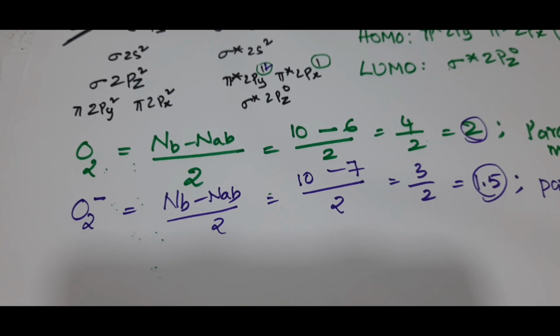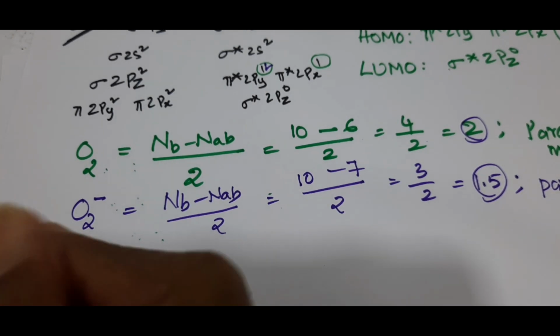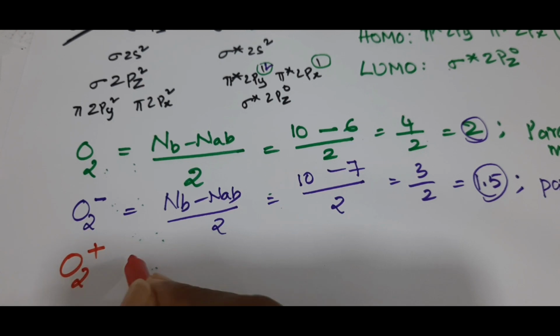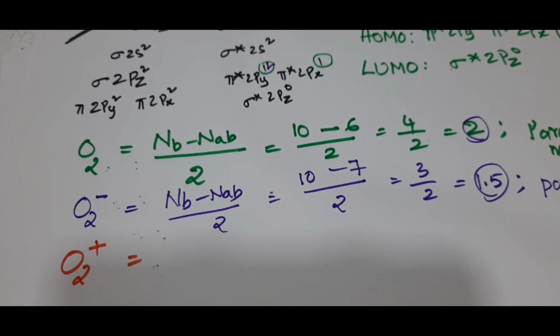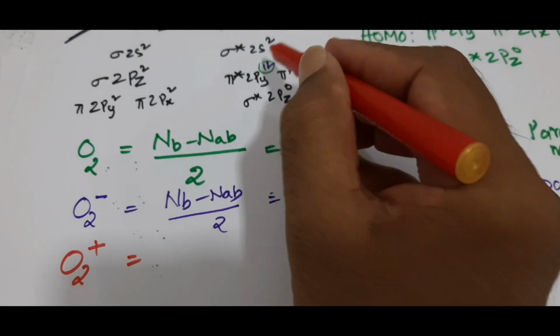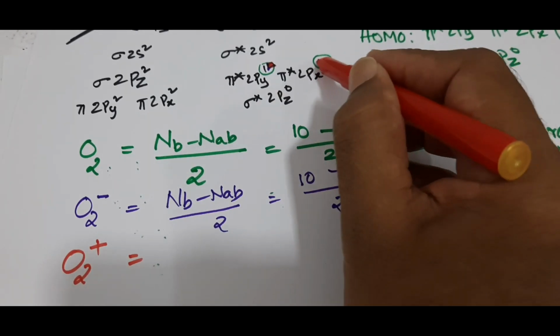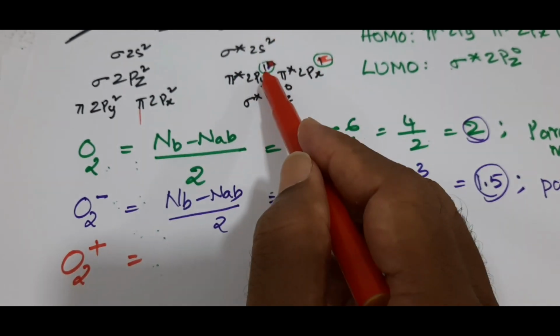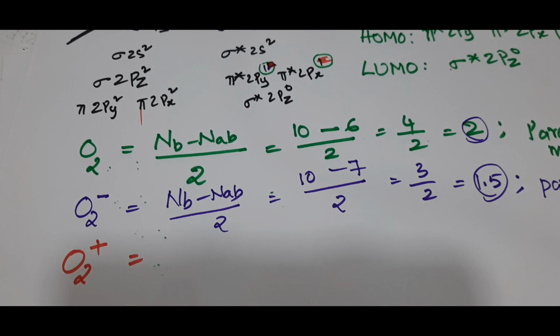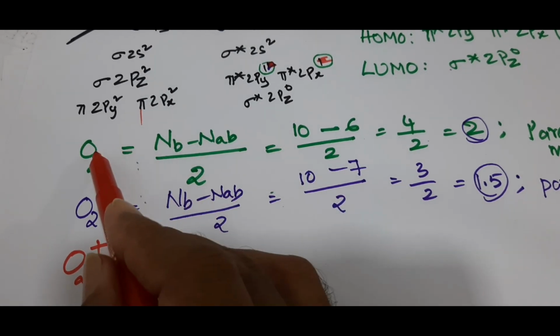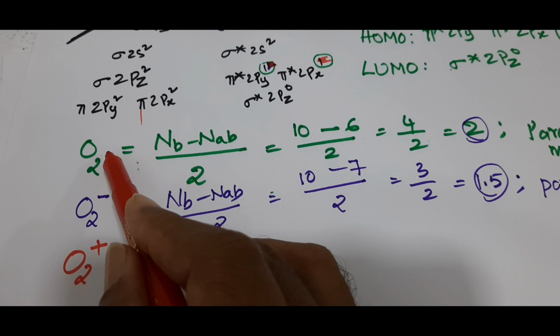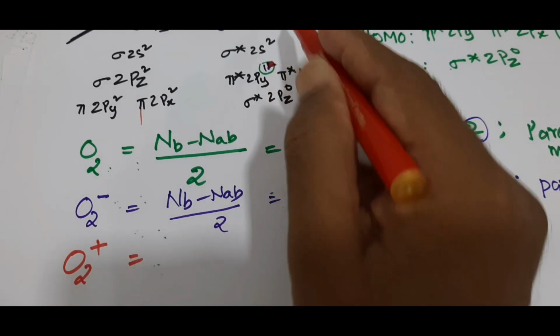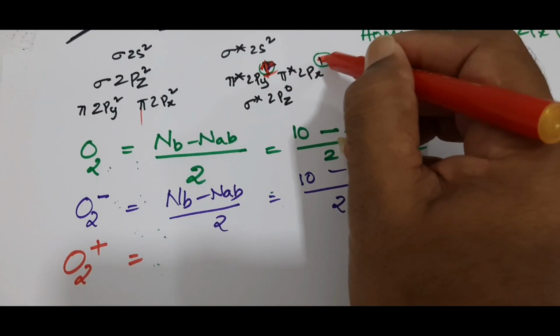Next, we will take another example, O2 plus. O2 means how many electrons? 16. O2 plus means you have to remove one electron. Then 15 electrons. 15 electrons means you remove one electron here and one electron here. Here it is totally 10, 14 and 15. Only one electron is there. When compared with the O2, here is only one electron, here is no electron.